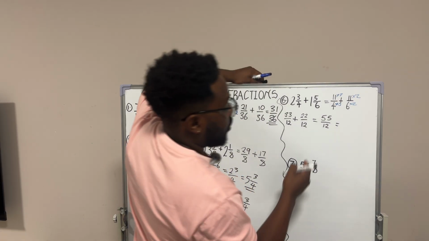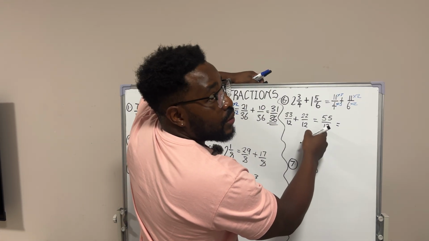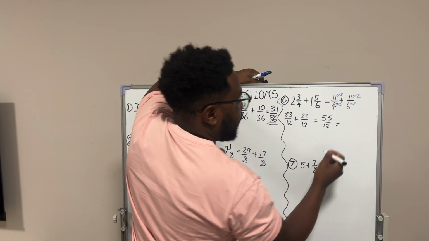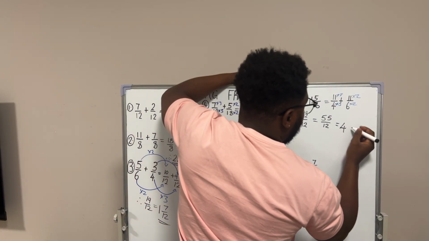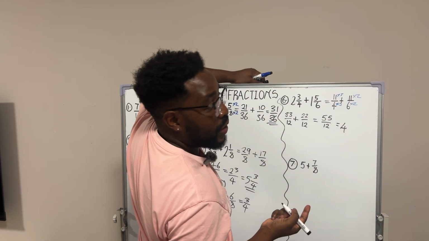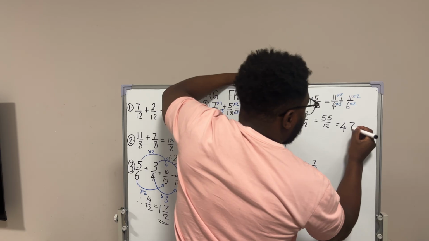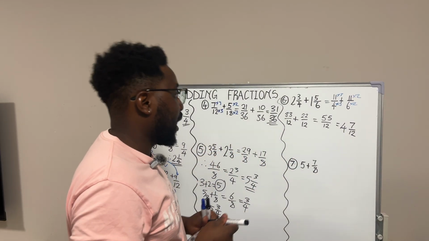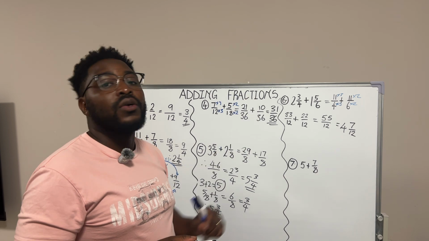Okay, so now 12 into 55. It will go there 4 times. And what will be the remainder? The remainder will be 7 over 12. So there we go, we have solved our sixth question.